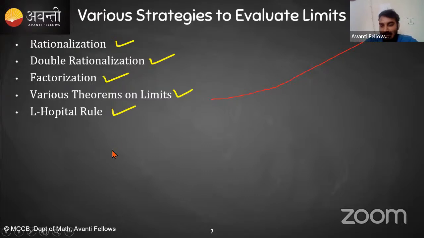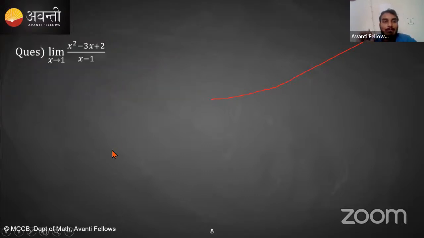So let's start. It's a very simple question. First is limit x tends to 1 of x square minus 3x plus 2 upon x minus 1. Students, first of all, tell me, if you put x equal to 1, the numerator will become 0 and the denominator will become 0. So it is a 0 by 0 form, right? Is this clear?